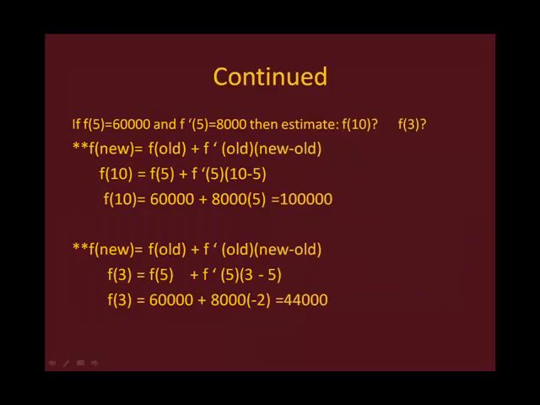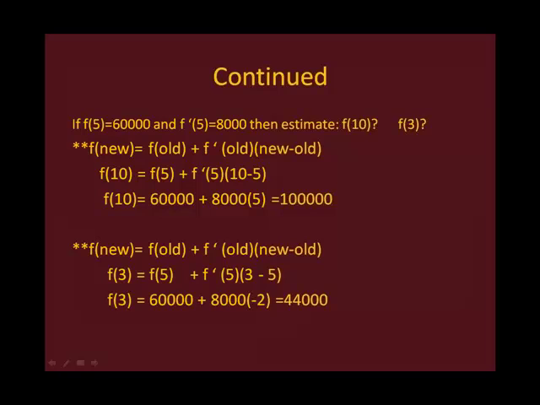Let's look at a couple. So let's say we know f of 5 is 60,000 and f prime of 5 is 8,000, and then we want to use that to estimate f of 10 and f of 3. Now, let's start with f of 10. This is going to be our new number of 10 because that's the new number we want to approximate, which would represent how many customers we think we would have if we had opened 10 locations. Well, our formula says f of new equals f of old plus f prime of old times new minus old. F of new is going to be what we're looking for. So here we're looking for f of 10.